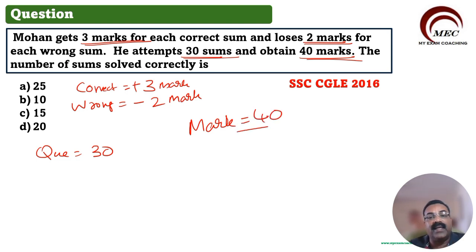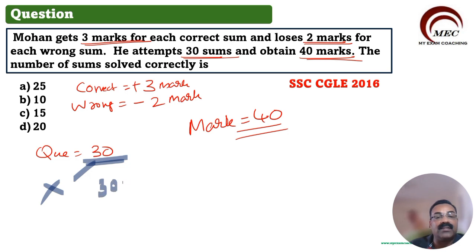Now let us take it this way. Let us say in these 30 questions he attended, there are x questions which were right and the remaining 30 minus x are wrong. Let me make it very, very clear. He attempted how many questions? 30 questions. Out of 30 questions, x questions are the correct answers and the remaining, 30 minus x, will be the wrong answers.